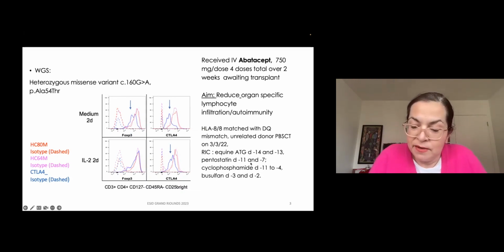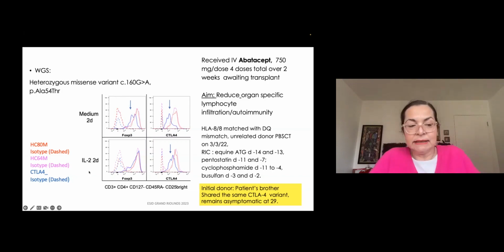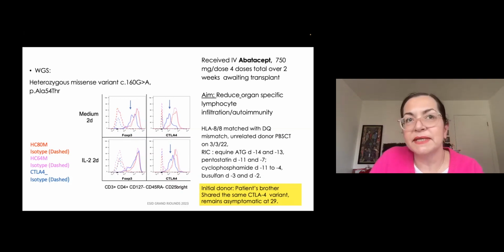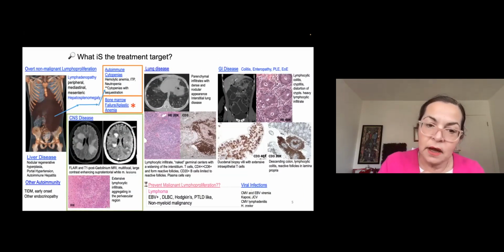So the question that I am expecting you to ask me: what was going on with the donor? His initial donor was the patient's brother, who shared the same CTLA4 variant. So it's a sad story, but probably this is why his CTLA4 expression is not too bad. And then you look at the brother's CTLA4 expression, who is totally asymptomatic, and it is similar to the patient. I guess this was the common theme, trying to transplant patients before the time that we were able to pinpoint the CTLA4 defect.